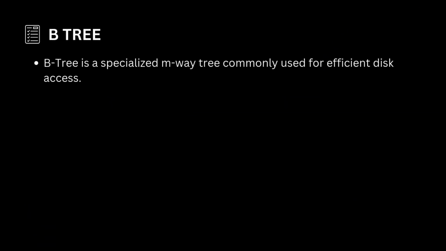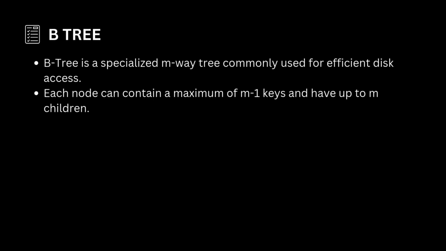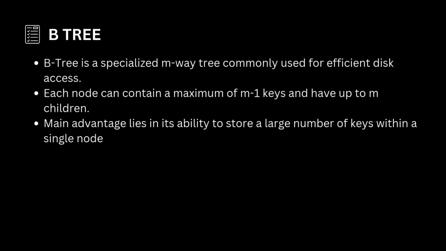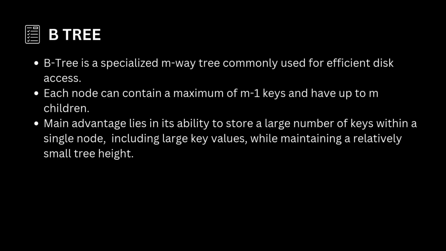A B tree is a specialized M-way tree commonly used for efficient disk access. In a B tree of order M, each node can contain a maximum of m-1 keys and have up to m children. Its primary advantage lies in its ability to store a large number of keys within a single node, including large key values, while maintaining a relatively small tree height.